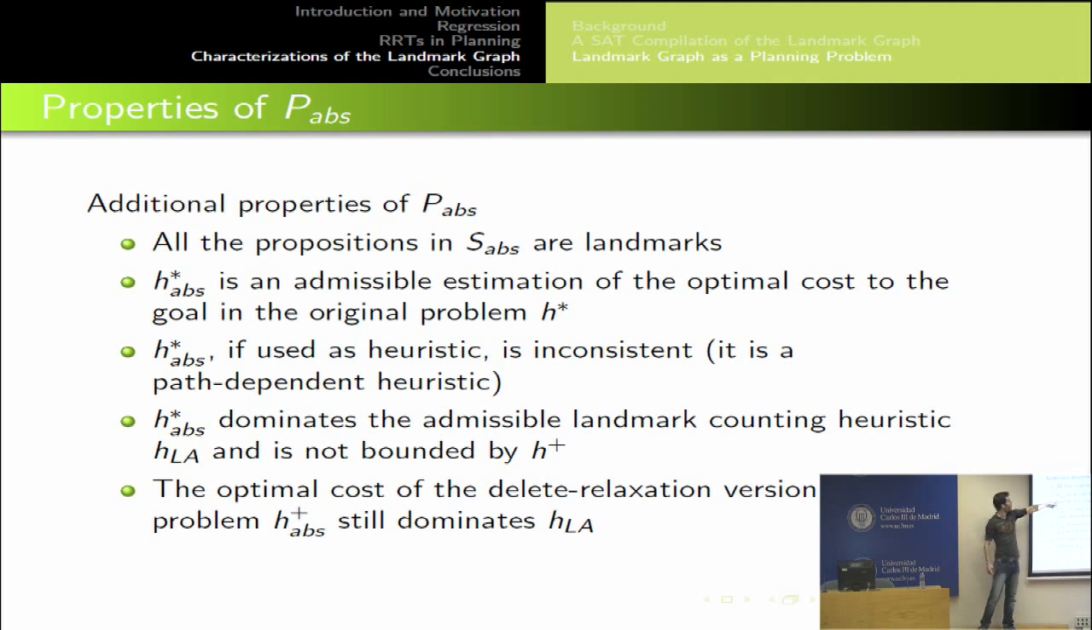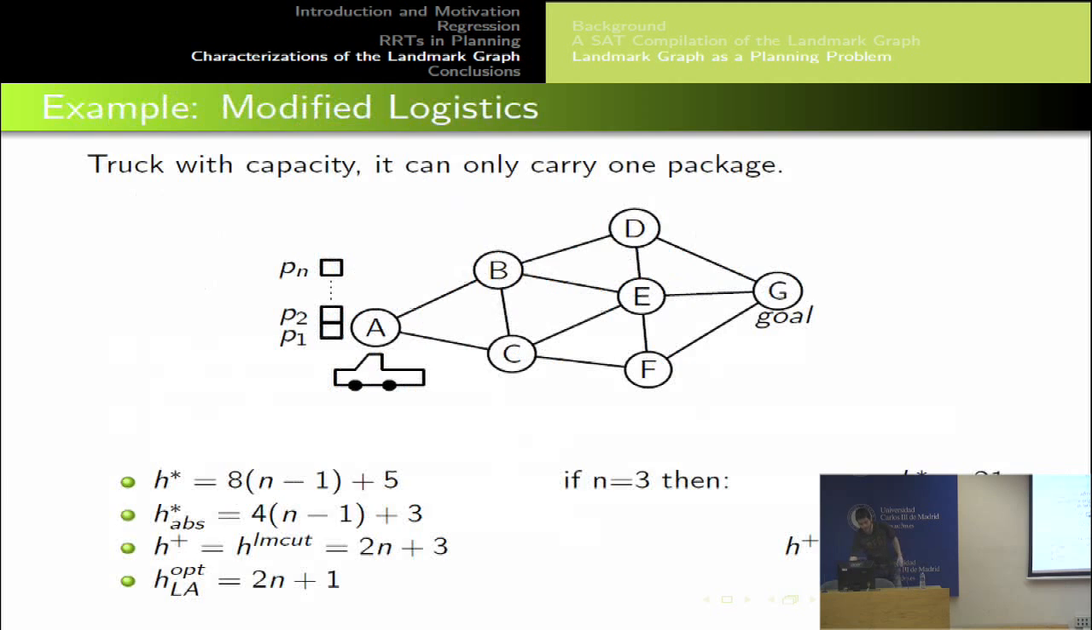For example, the cost of the optimal solution of our abstraction is an admissible estimation of the cost of the optimal solution in the original problem, which means that it can be used as an admissible heuristic. And another important thing is that it is not bounded by H plus, right? The optimal cost of the relaxation of the original problem, which is a bound on the rest of the landmark heuristics, except for those that are computed in P2, but that's a completely different thing.